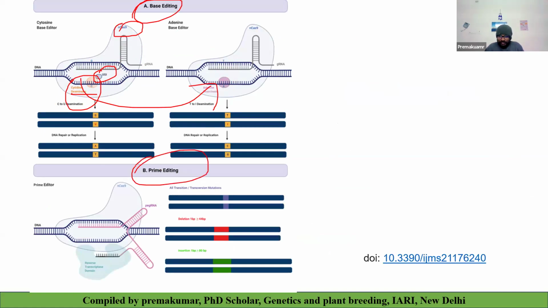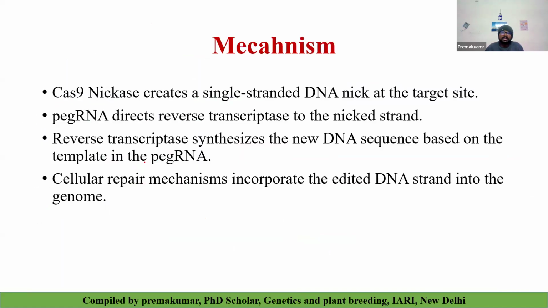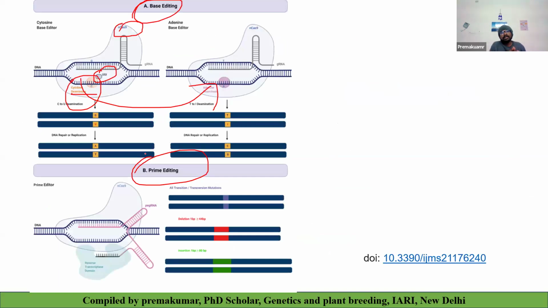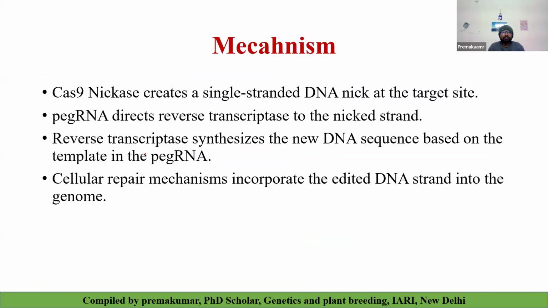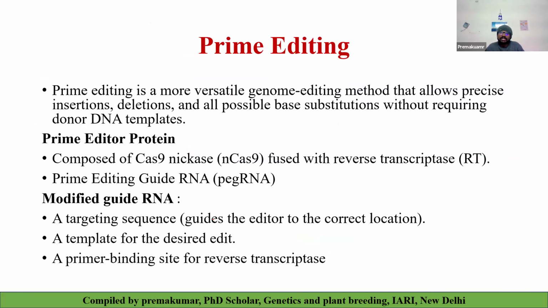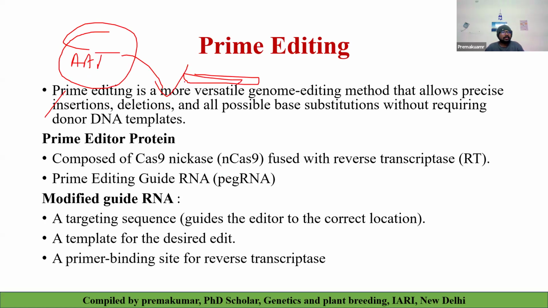Then another technology we will discuss, that is called prime editing. See, here we can have only transitions, only two possibilities are there. But if you want to introduce a series of nucleotides, for example AAT, three nucleotides at a time into the genome, how can we introduce? With normal Cas9, we can't do this. With base editing, we can't do this. That's why scientists designed another technology called prime editing. You understood this point?